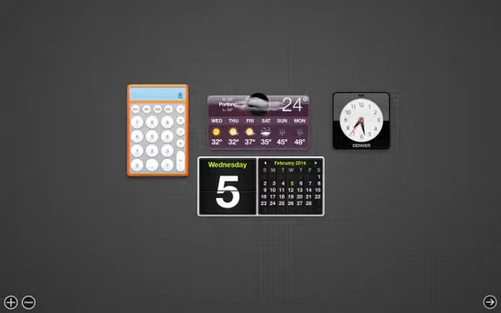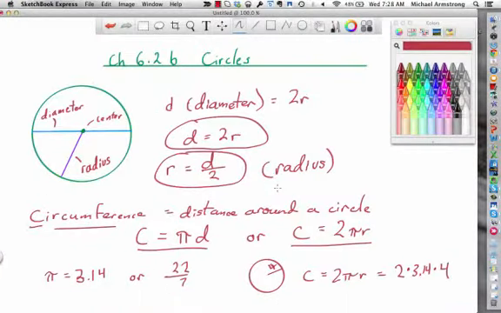8 times 3.14 is 25.12. So it's approximately 25.12. I think that's what I said. Units. They're not square units, it's just units because we're not doing area, we're just doing circumference. Circumference is similar to perimeter, but that's what we talk about for circles.